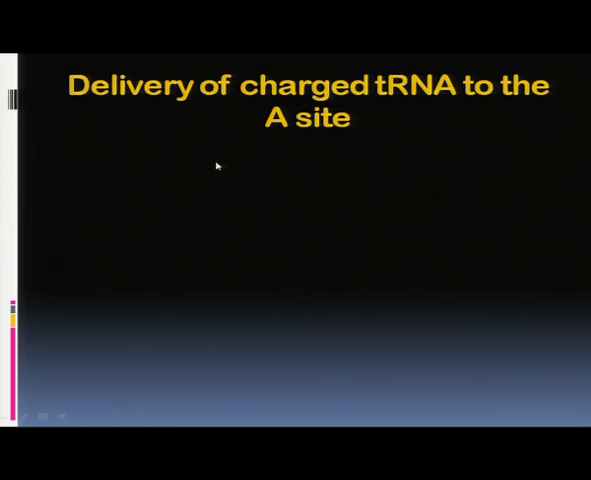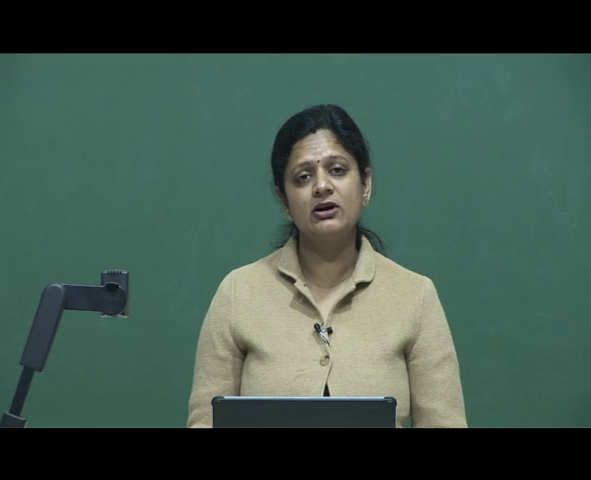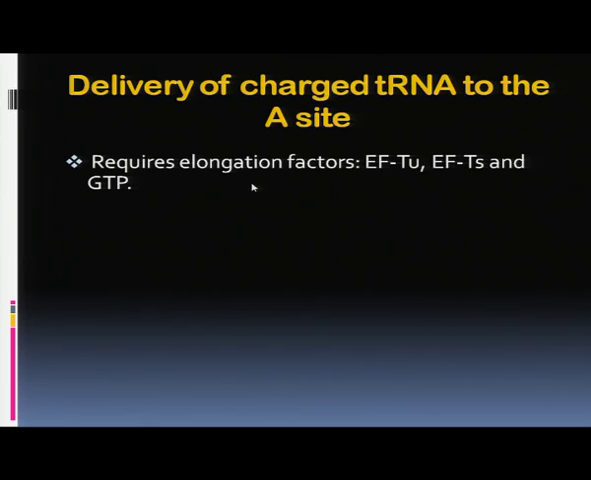So, the first step is delivery of charged transfer RNA to the A site. That means how the incoming charged transfer RNA will combine to the A site, which is free for the charged transfer RNA. It requires elongation factor EF-Tu. Tu stands for thermo unstable. Elongation factor Ts. Ts stands for thermostable, and a GTP molecule as energy source.